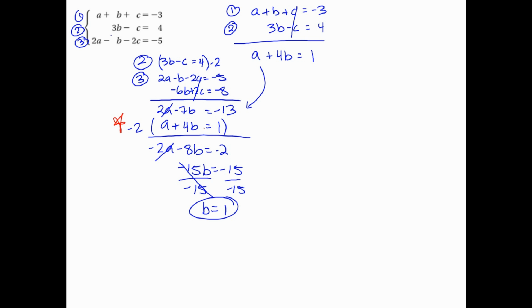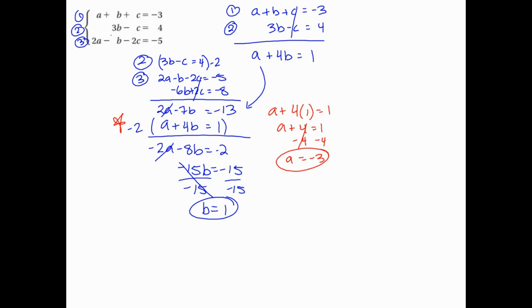So just because I don't feel like working with the negative, and we're solving for A, I'm going to have A plus 4, and we know what B is. B is 1. All right, equals 1. So A plus 4 equals 1, minus 4 on both sides. A equals -3. So we know what A is. So now we know B, we know A. So now we just need to find C.